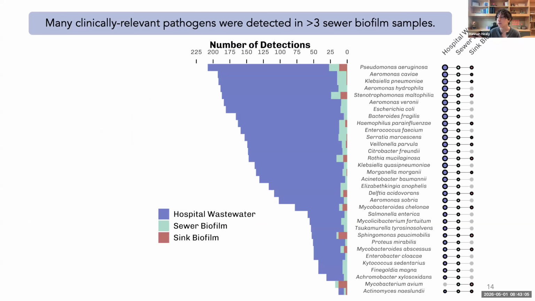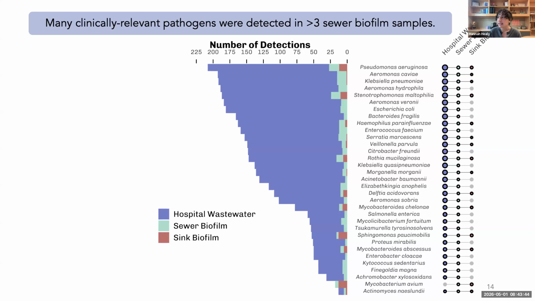We can also look at specific pathogens that were detected across these environments. So here I'm just showing pathogens that were detected in at least 3 sewer biofilm samples, because of course there could be two-way exchange. And we think that if something was just detected once in a sewer biofilm, it could have been just transient deposition from wastewater to the outer surface of the film that we pick up with sampling. So we're limiting it to just 3 or more detections. But we still see many clinically relevant pathogens showing up in our sewer biofilms, shown in green, and then even in some sink biofilms, shown in this reddish color.